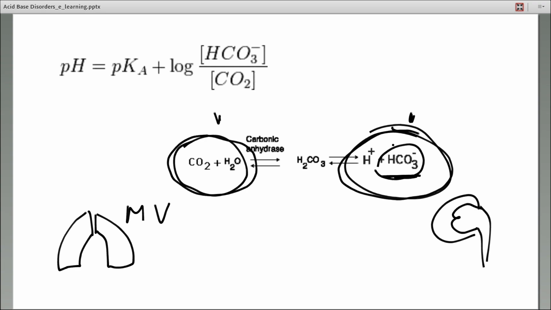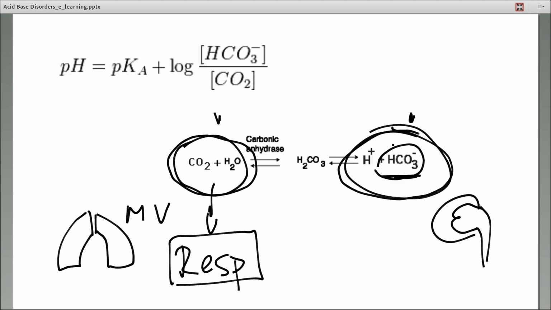Therefore, we classify the major acid-base disorders according to the sides of this buffer equation, as being primarily respiratory disorders. So this is respiratory. So this is the respiratory part of the equation, and as being metabolic disorders.